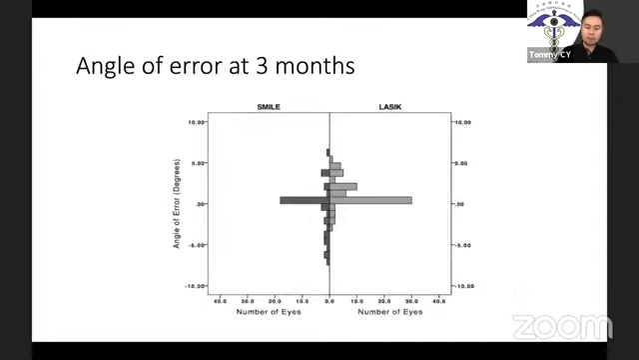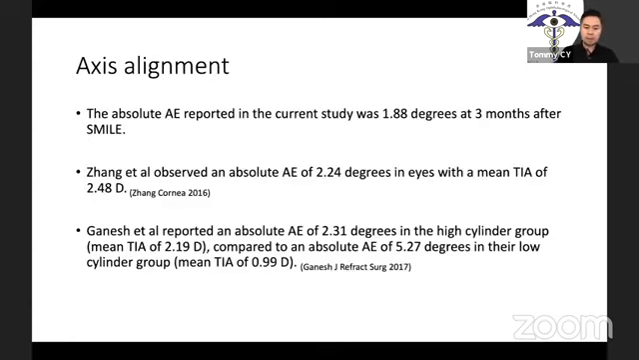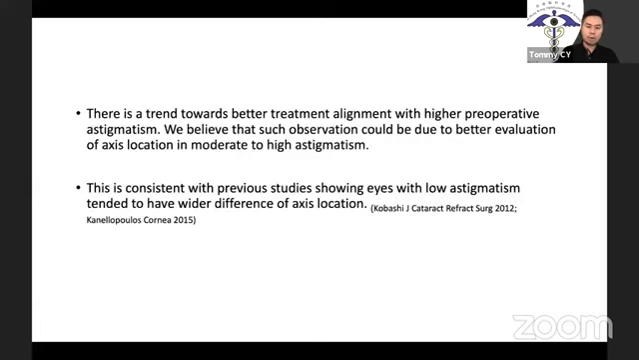This is the spread of the angle of error. You can see the spread is pretty much the same, a bit wider for SMILE. The absolute angle of error reported in the current study is around 1.88 degrees at 3 months. A previous study also showed a similar value of around 2.24 degrees, and another author from India, Sharma, also showed an angle of error of 2.31. So we achieve a similar axis rotation alignment to other studies.